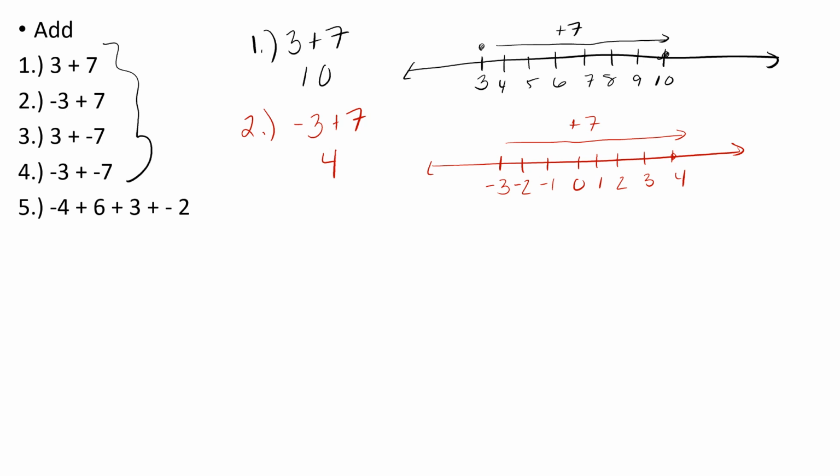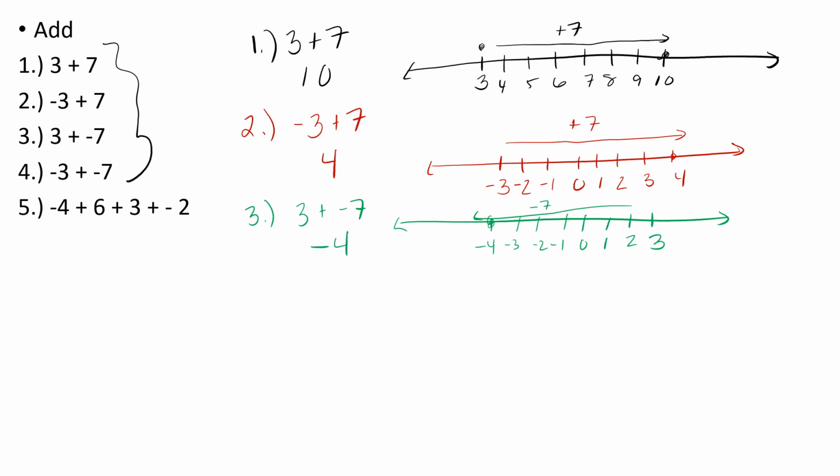Next problem is 3 plus -7, right? So here we go. So 3, and this time I'm adding a negative, so I'm going to be kicking it over to the left, so I'll put the 3 over here. And this time we're going to do 7 in the left direction. So 1, 2, 3, 4, 5, 6, 7. Where will that put us? So 3, 2, 1, 0, -1, -2, -3, -4.